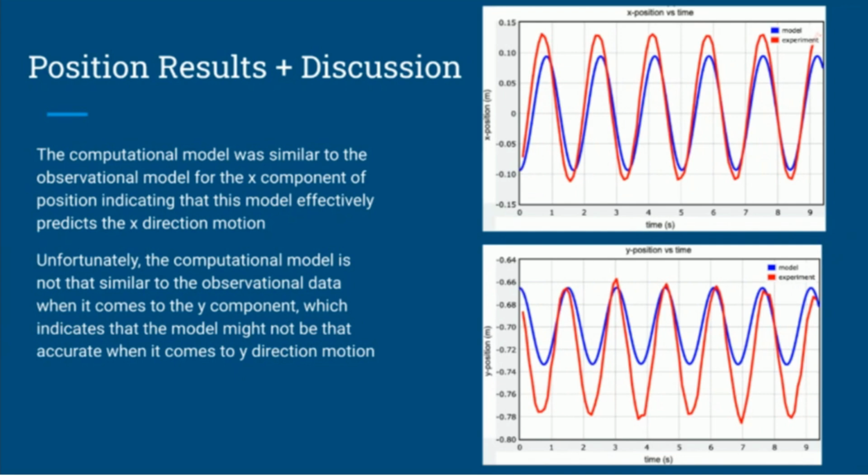Unfortunately, the computational model struggled a little bit more when finding the y component of the object since the program underestimated how far in the negative direction the object would go. Although the y graphs can be similar at some times, these results indicate that the computational model is less accurate when it comes to estimating the y component of the object.